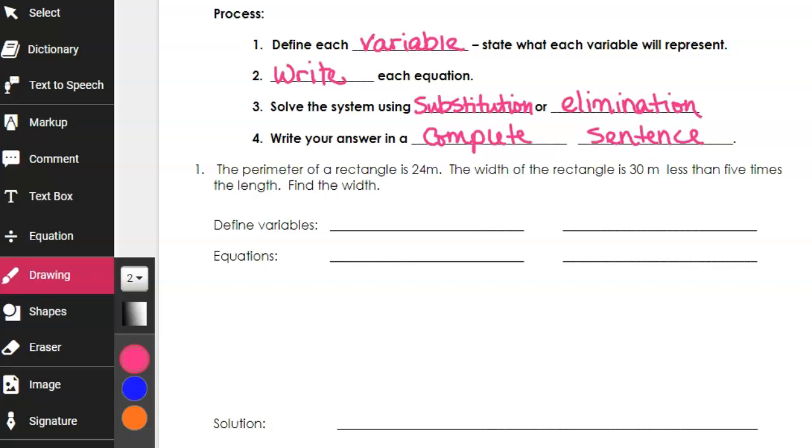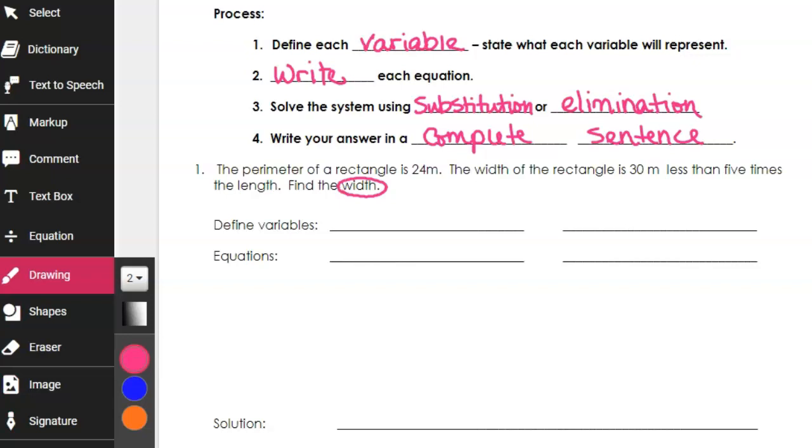Number 1 says, the perimeter of a rectangle is 24 meters. The width of the rectangle is 30 meters less than 5 times the length. Find the width. So I'm going to circle what it is that I'm supposed to be finding. This is an old skill, but it's still useful. I'm going to find the width.